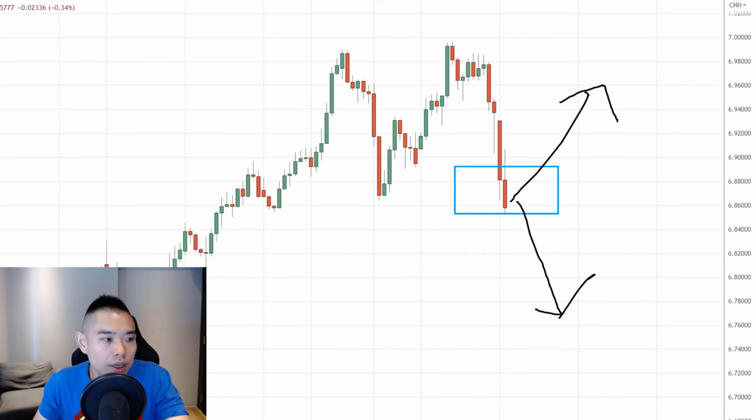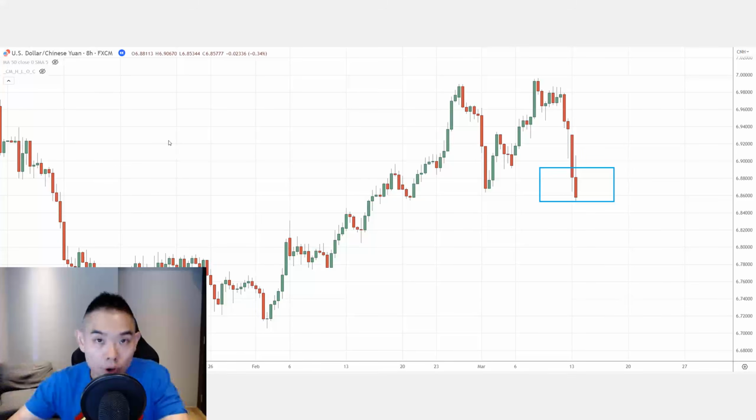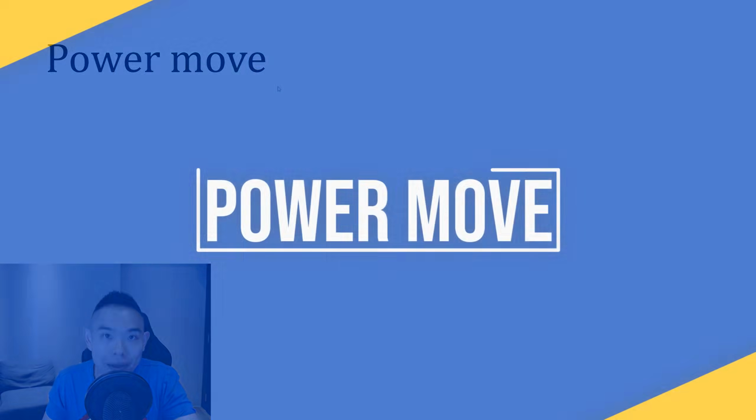Okay, so to know whether the price is likely to break out of support or reverse from support, you must first understand the two types of moves when the price approaches support or resistance. The first move that I want you to learn is what I call a power move.